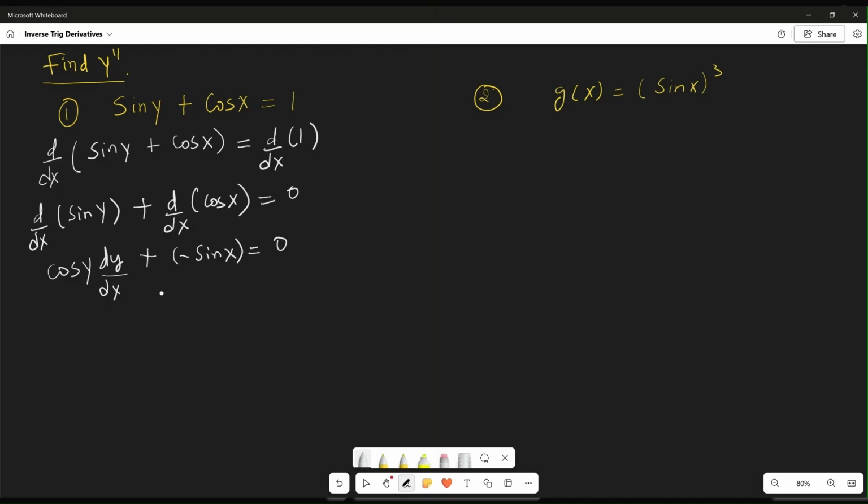Remember, it's co. So, okay, dividing, y prime is simply equal to, this goes over here, becomes positive sine x over cosine y. Okay, so paying attention, we have this equation given. Let's move forward towards y double prime.